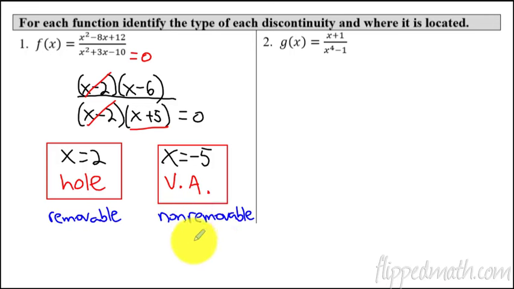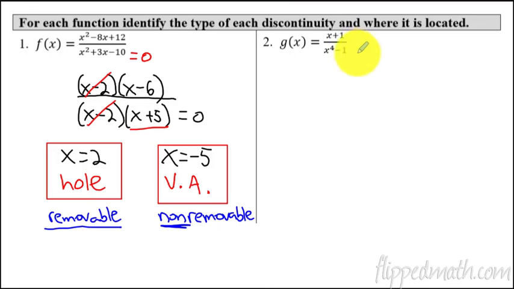And I'm going to be fine if you just call this a hole in our practice. And if you call this one a vertical asymptote, you don't have to say that it's a removable hole. You can just call it a hole. I just want to make sure that the terminology for removable and non-removable is ingrained in your mind for this. All right, number two, let's go on here.